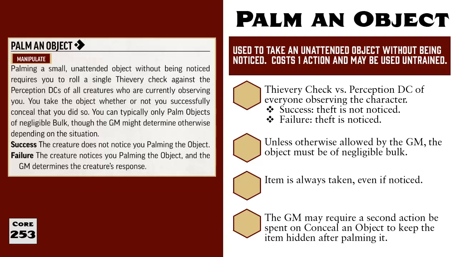Third, palm an object is used for picking up an item without being noticed. But if you wish to hide an object you are already carrying, you would use the conceal an object application of the stealth skill. In fact, a GM may require a player to make both checks in a lot of circumstances. They would spend an action to palm an object when they pick up an item in a store without being noticed. That would be a thievery check, and would then spend another action for conceal an object, a stealth check, when they attempt to walk past the shopkeeper and out the door.